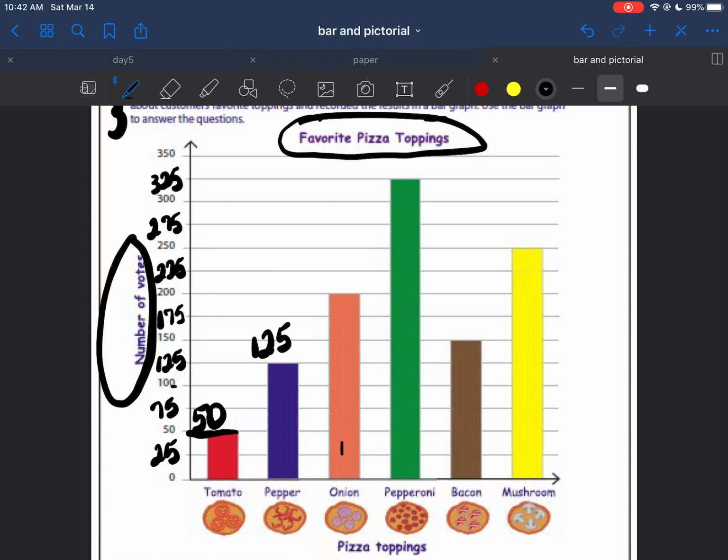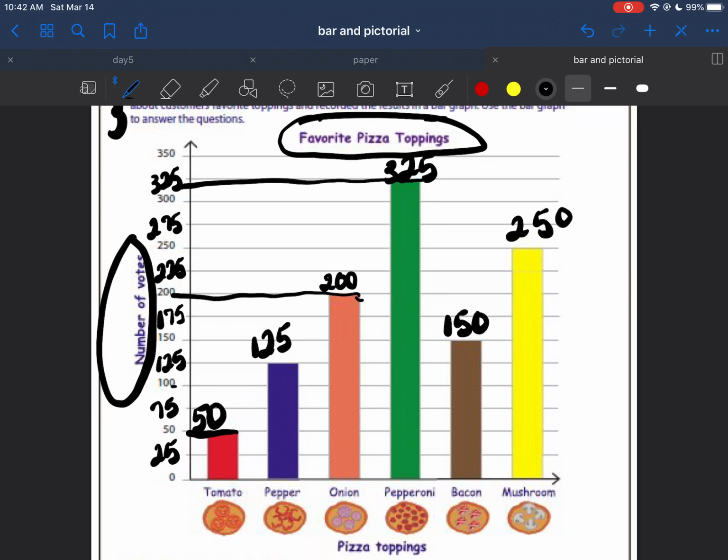All right, let's look at onion. If I follow my graph all the way up, I can see that onion is at 200. So I'm going to write 200 above my bar graph. Pepperoni. Pepperoni seems to have the most people that voted for it. How many people was pepperoni a favorite for? 325. Bacon, 150. And mushroom is sitting at 250. So one of the strategies that I really like to use is writing your numbers above your bars so it is easier to analyze as you're answering the questions.